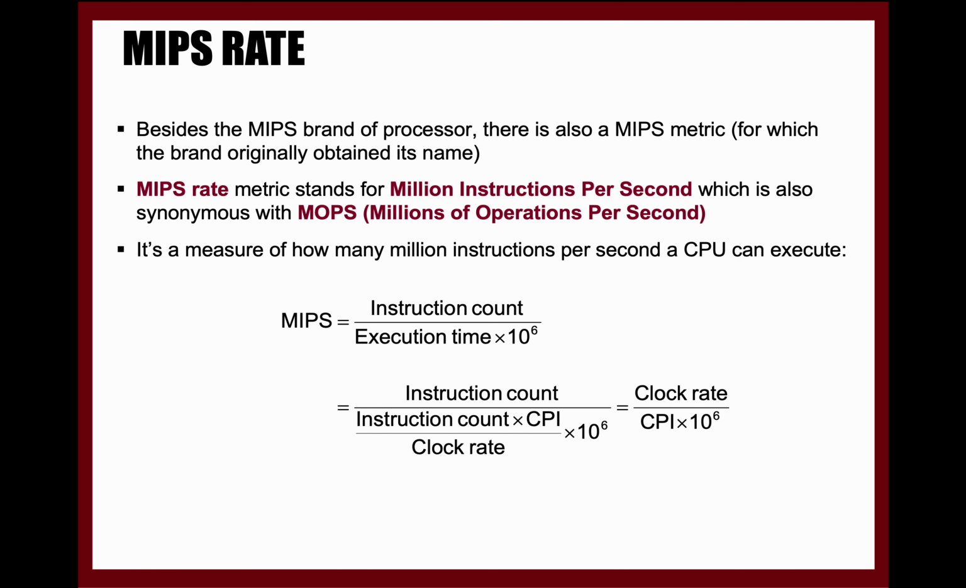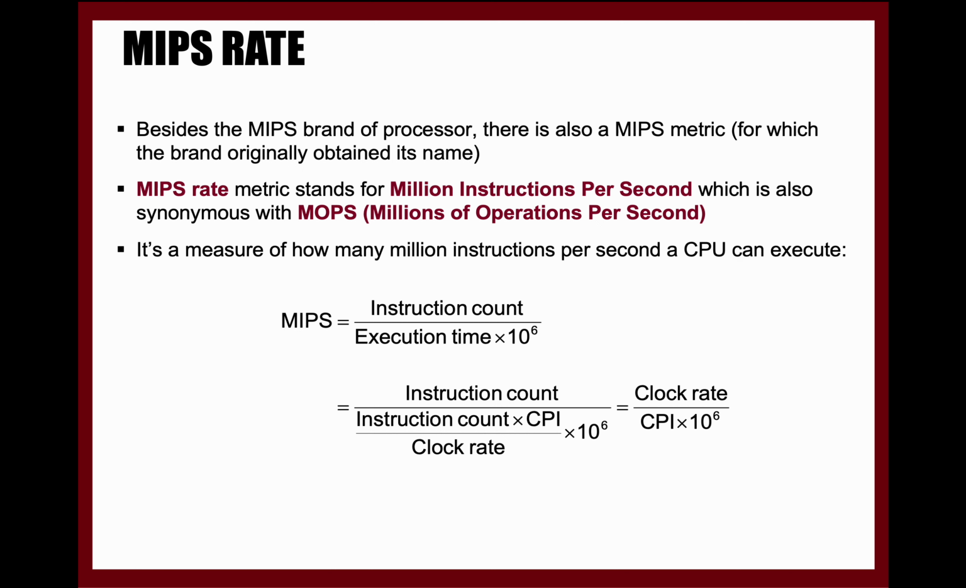So, what does MIPS rate measure? It gauges how many instructions a CPU can execute in 1 second. This is a crucial metric as it gives us a glimpse into the raw computational performance of a processor. To determine the MIPS rate, you can use the formula MIPS equals instruction count divided by execution time times 10 to the power of 6.